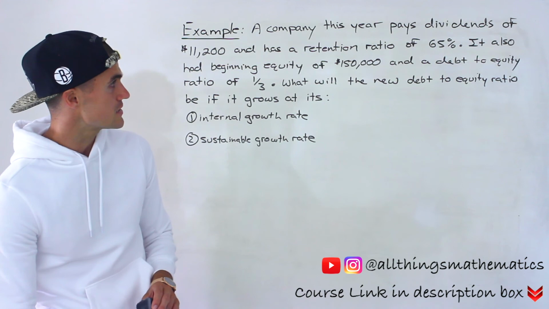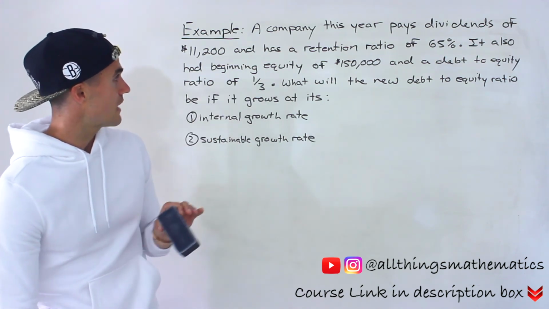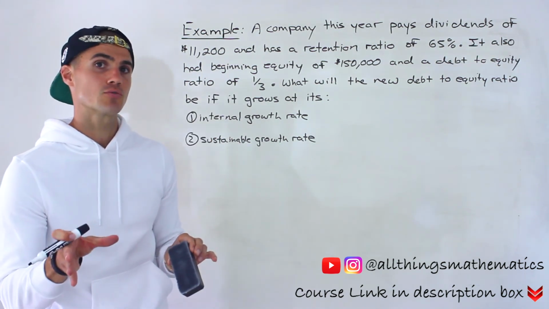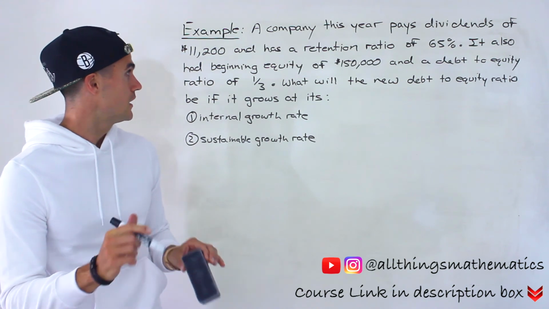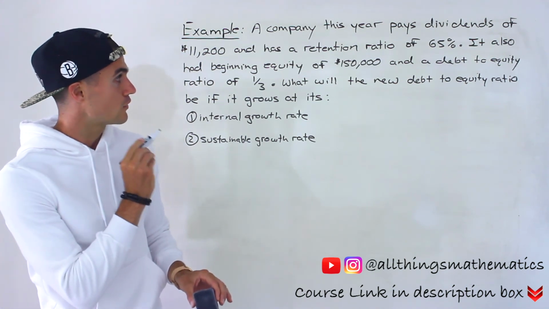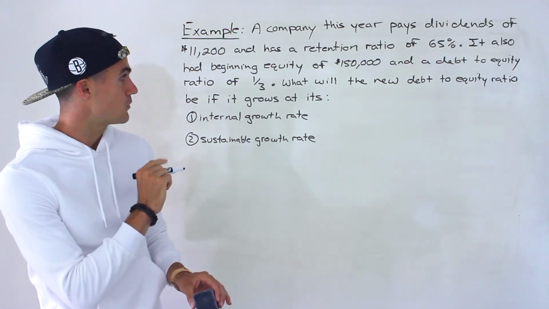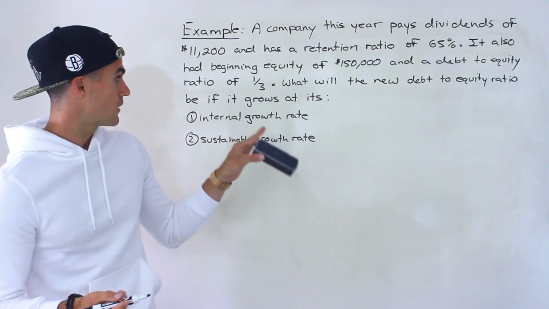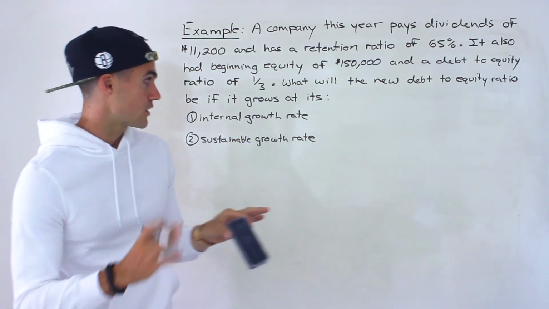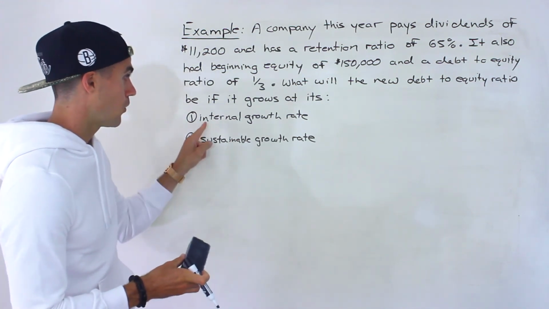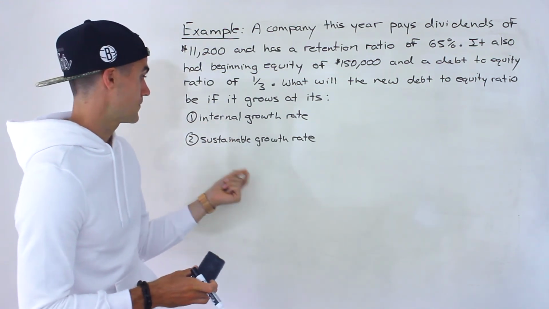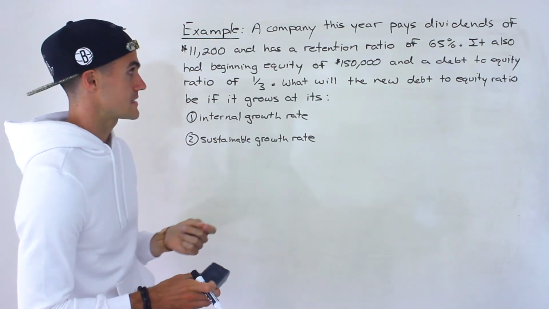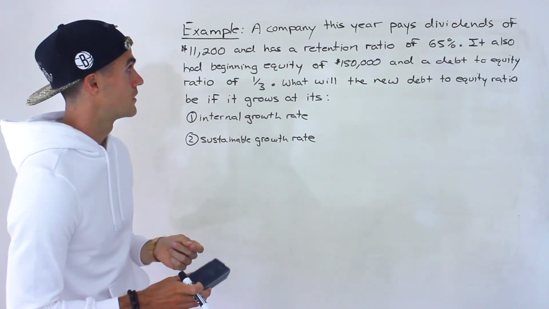So a company this year pays dividends of $11,200 and has a retention ratio of 65%. It also had beginning equity of $150,000 and a debt to equity ratio of 1/3. What will the new debt to equity ratio be if the company grows at, number one, its internal growth rate, and then number two, its sustainable growth rate?